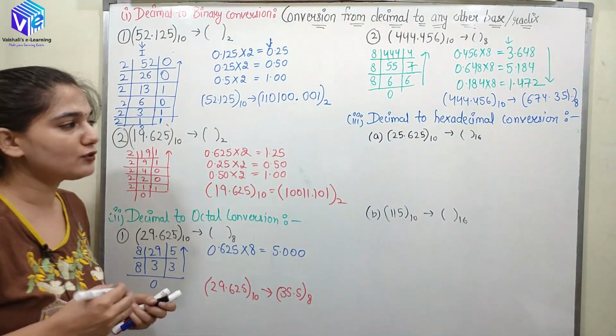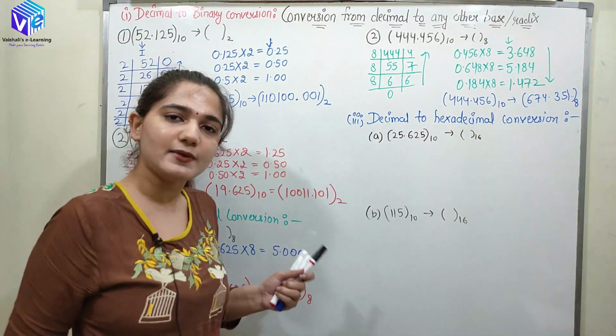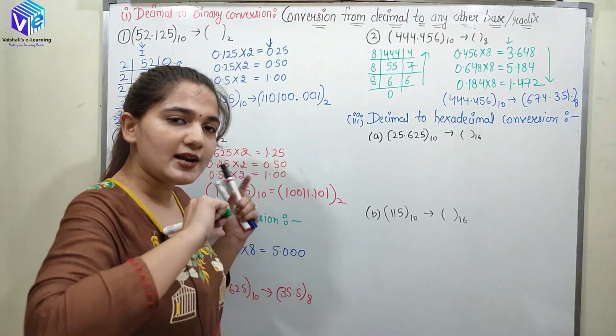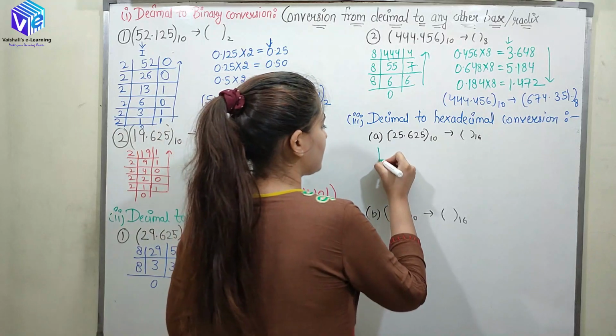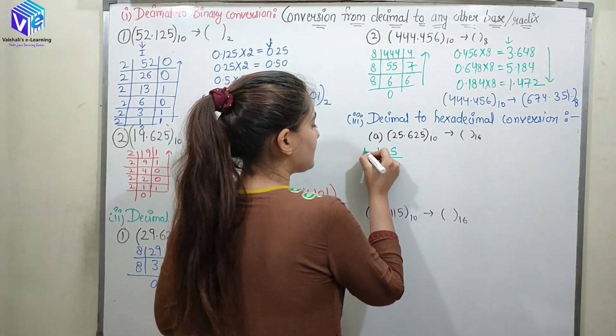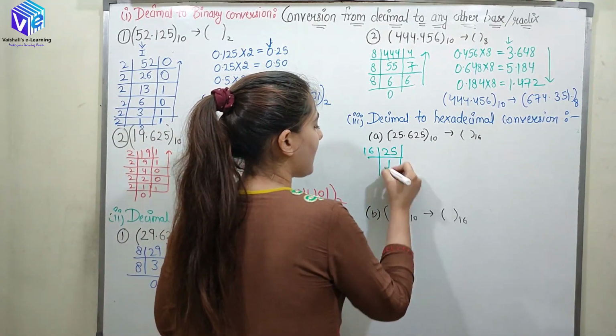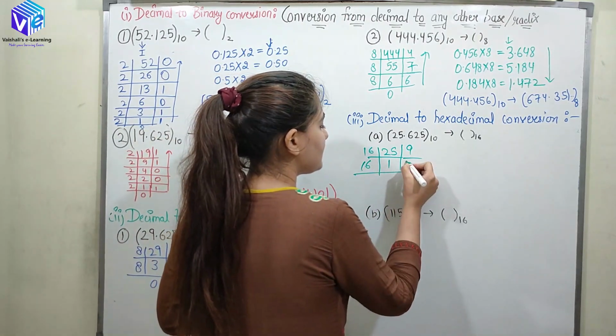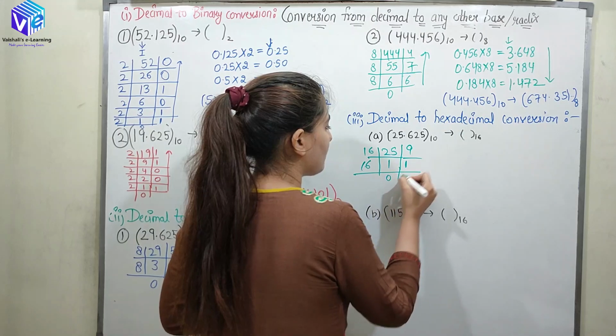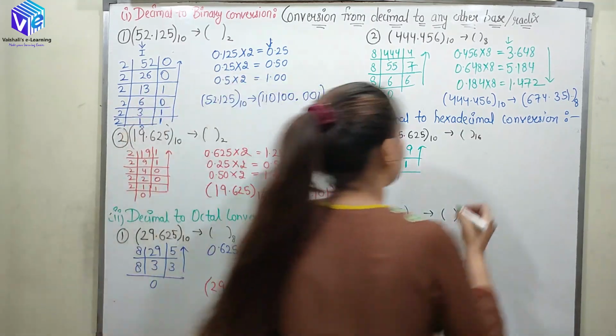Now coming to the decimal to hexadecimal conversion. How do I convert from decimal to hexadecimal? Again, for the integer I will be using the division method. For the fractional part I will be using the multiplication method. So 25 is first divided by 16. I have the quotient 1 and the remainder 9. Again I will be dividing 1 by 16. I get remainder 1 and quotient 0. I have to move from bottom to upside.